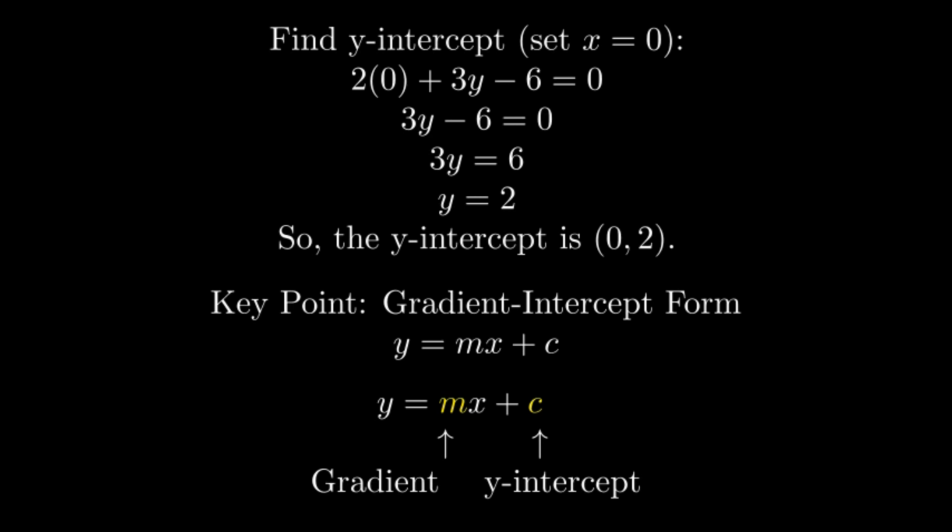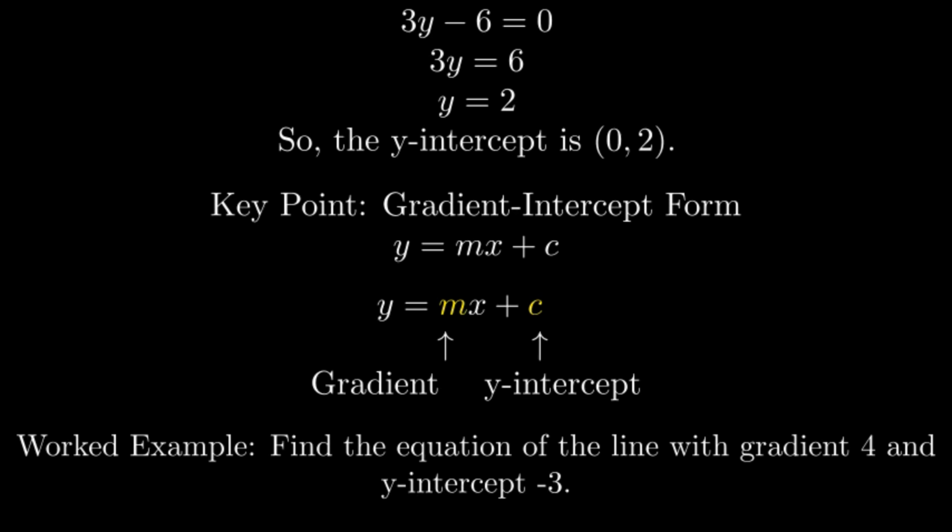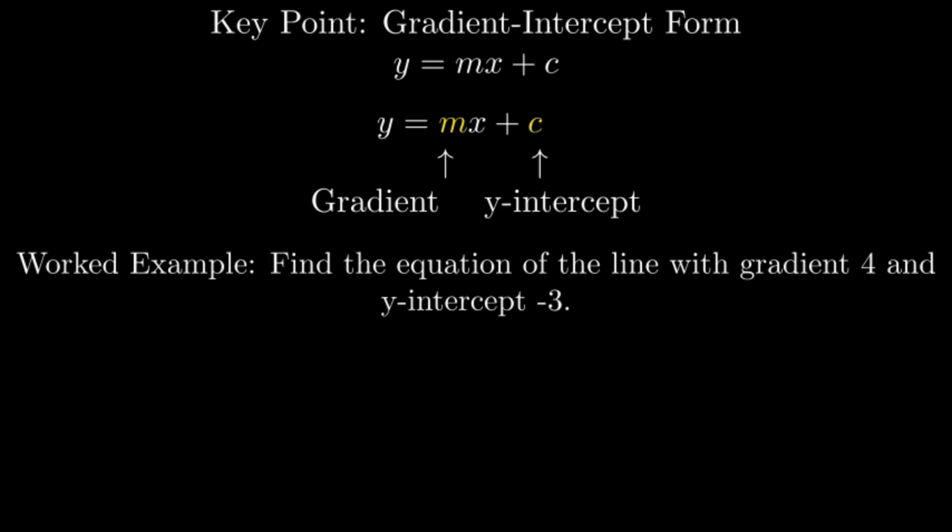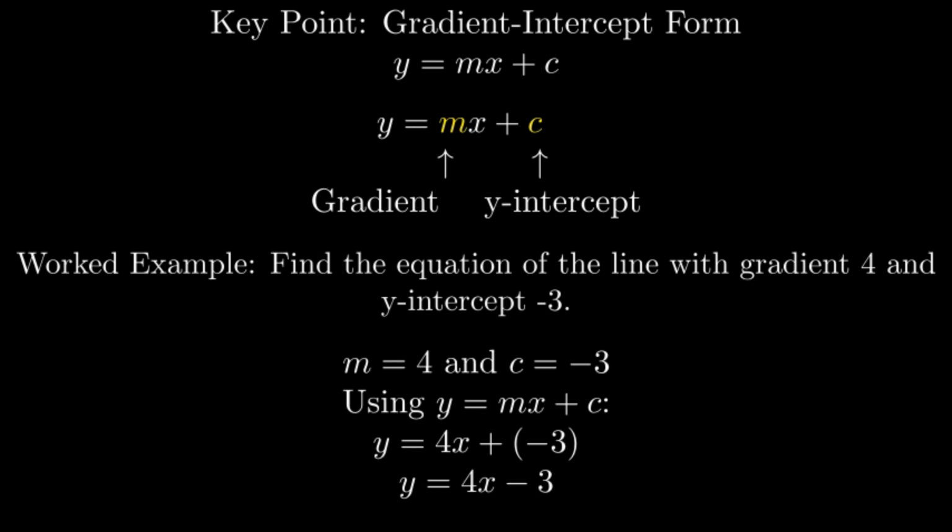Let's use this form to build an equation. Suppose we need to find the equation of a line with a gradient of 4 and a y-intercept of -3. We have m and c, so we can directly use the gradient-intercept form. Here, m is 4 and c is -3. Plugging these into y equals mx plus c, we get y equals 4x plus -3, which simplifies to y equals 4x minus 3. That's the equation of our line.